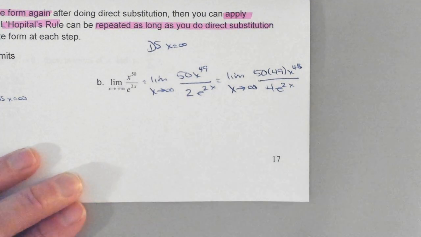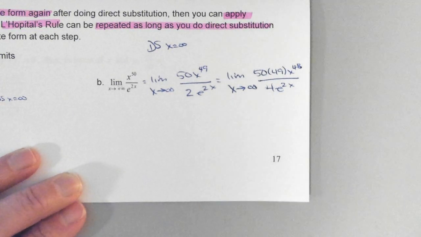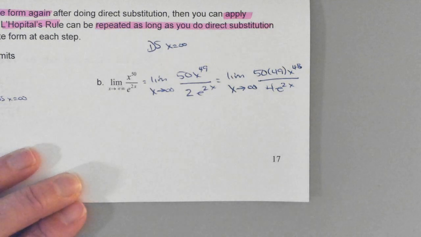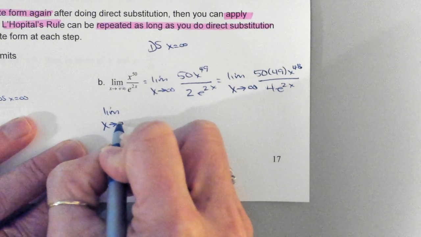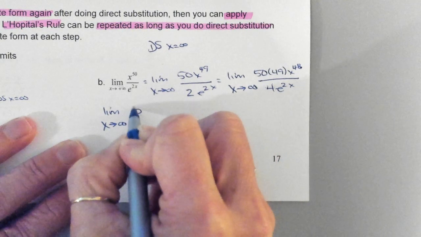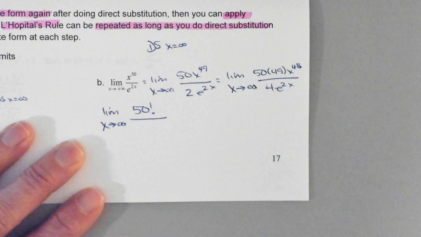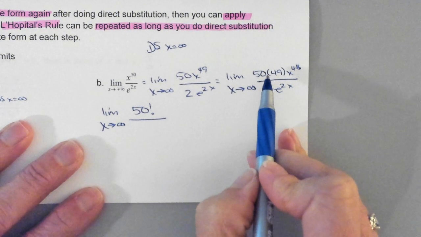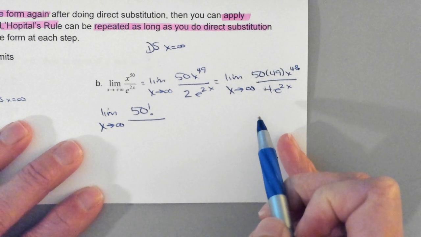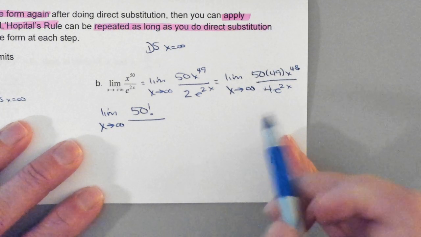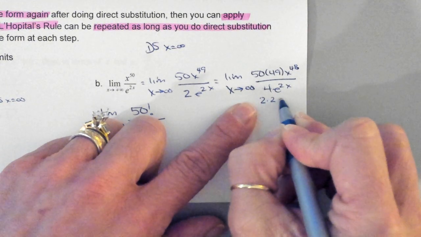So that means I'm going to have 50 times 49 times 48, 47, 46, 45. What's that called? Factorial. Nice, 50 factorial. So we have the limit as x approaches infinity of 50 factorial divided by. Okay, now, if I have to take the derivative of the numerator 50 times, how many times do I have to take the derivative of the denominator? Okay, definitely 50. So this one is 2 times 2e to the 2x.